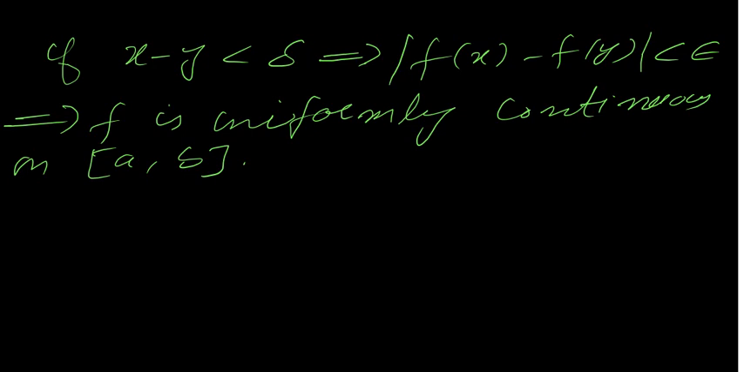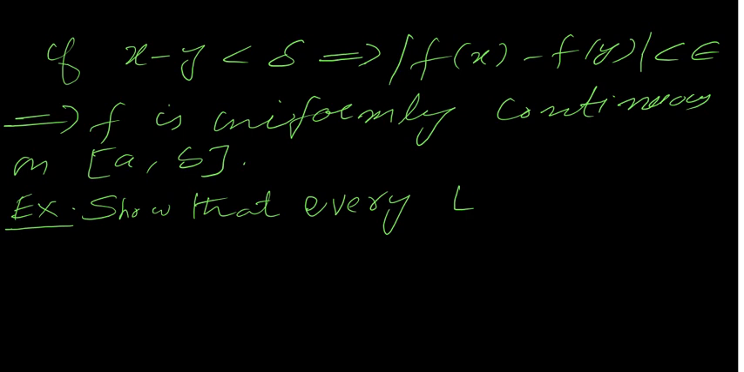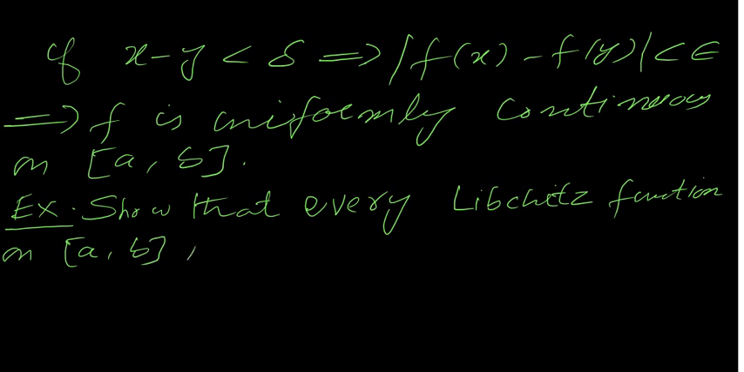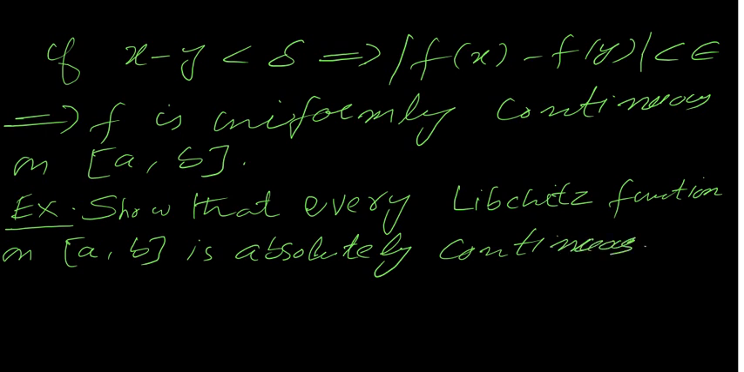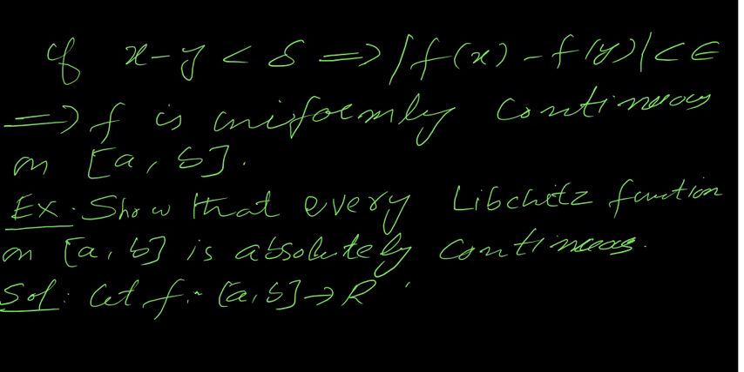Okay. So next exercise in which we show that every Lipschitz function is absolutely continuous. Exercise: show that every Lipschitz function on closed interval AB is absolutely continuous. Solution. So let's take any Lipschitz function. Let f from closed interval AB to R be Lipschitz.